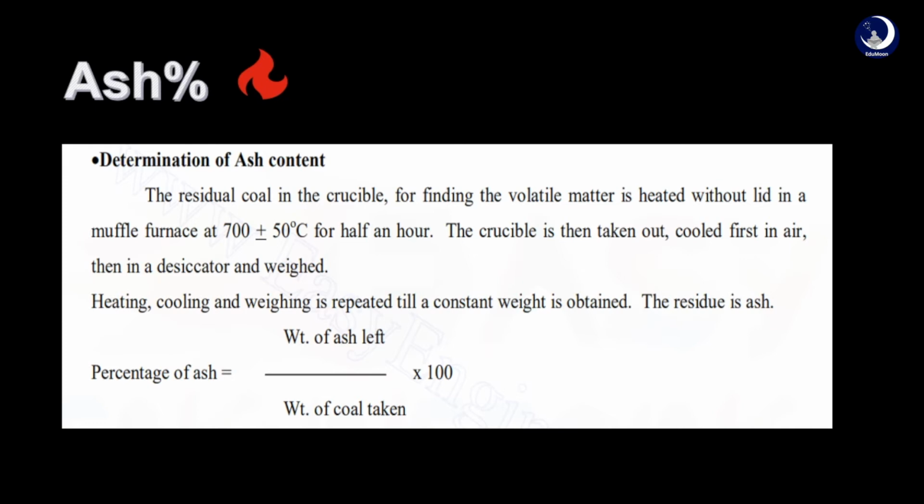So, for determination of ash content, the residue left in the crucible is again heated without a lid in a muffle furnace at 700 degrees Celsius for 30 minutes. The crucible after taking out is cooled in air and then desiccated and weighed. Then percentage of ash equals weight of ash left by weight of coal taken into 100. And the next one is fixed carbon.